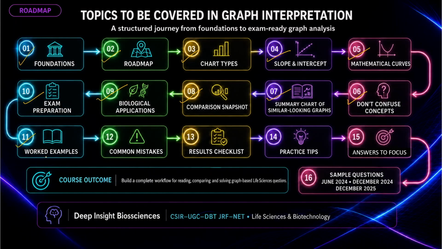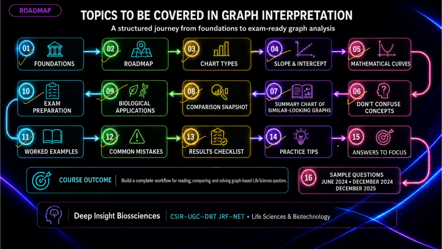In common mistakes, we will understand the mistakes students frequently make while reading graphs. Learning this will help you avoid losing easy marks. In results checklist, use a simple checklist to verify your interpretation before selecting the answer. This reduces errors and improves confidence. Coming to practice tips, learn effective strategies to improve your graph interpretation skills through regular practice. Small improvements here can make a big difference in exams.